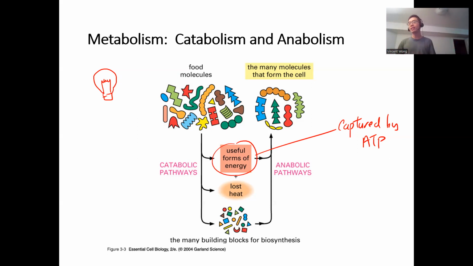Nowadays, we have LEDs, which are much more efficient. You touch an LED light bulb, it's not hot, right? So we are kind of like those old light bulbs, right? We waste a lot of our energy as heat.